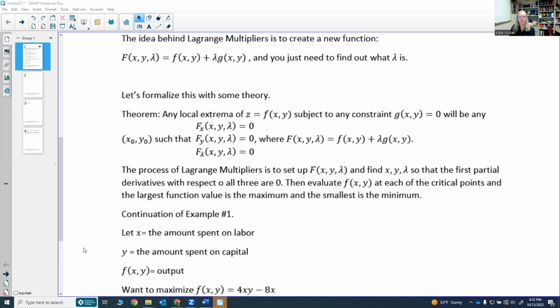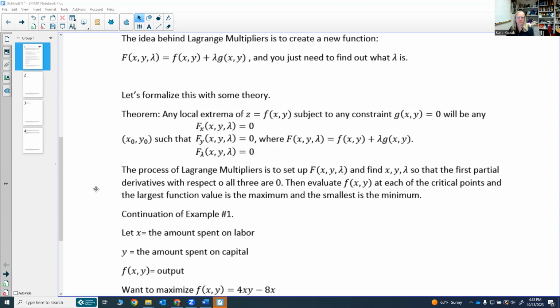Theorem: any local extrema of z equals little f of x, y, subject to any constraint g of x, y equals 0, will be at any point x0, y0 such that the partial derivative of capital F with respect to x of x, y, lambda equals 0, the partial derivative of capital F with respect to y of x, y, lambda equals 0, and the partial derivative of capital F with respect to lambda of x, y, lambda equals 0, where capital F of x, y, lambda is equal to little f of x, y plus lambda g of x, y.